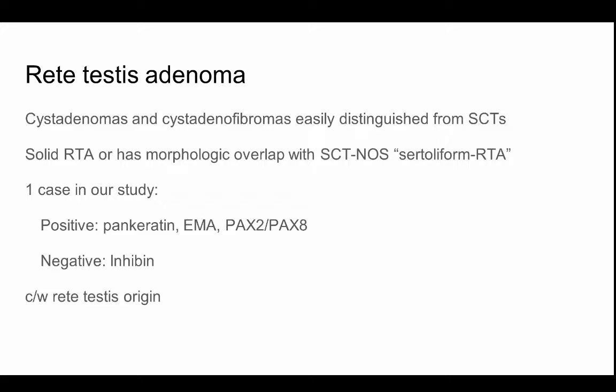The rete testis adenoma, as I was saying, the cystadenomas and cystadenofibromatous forms of rete testis adenoma are usually easily distinguished, but when they form a solid pattern or a tubular pattern, they start to show overlap with lesions like Sertoli cell tumor and can cause diagnostic difficulty. The one case in our study stained just like a rete testis origin with pankeratin, EMA, PAX2, PAX8 positivity.